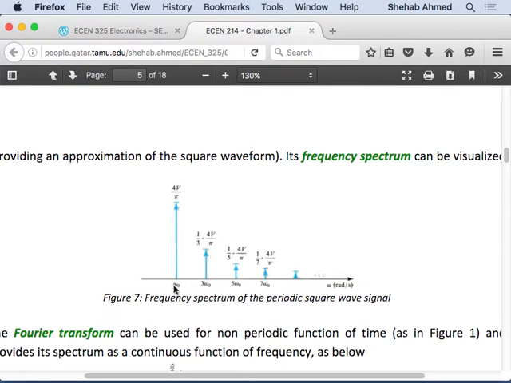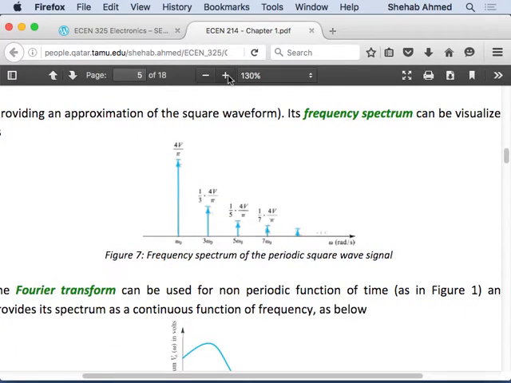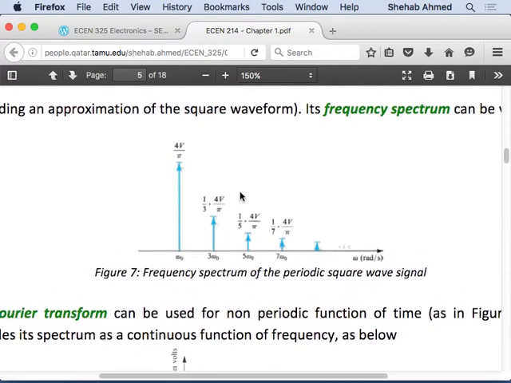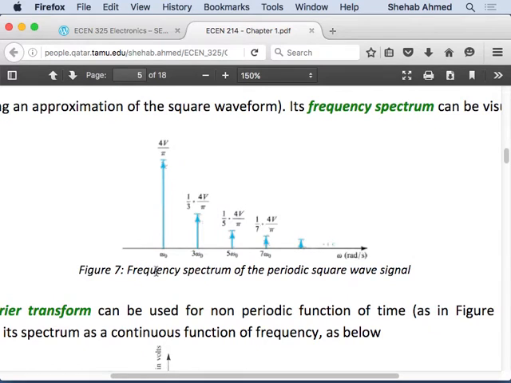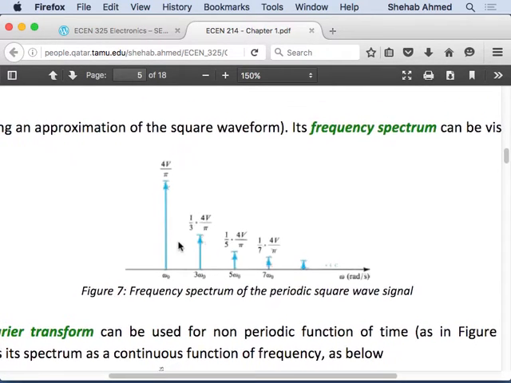Sorry, it's not very clear. I apologize, it's not clear. Dr. Bean only gave me the PDFs. I'll check if I can get the Word document for this. But anyway, so I can chop it up into its frequency components.